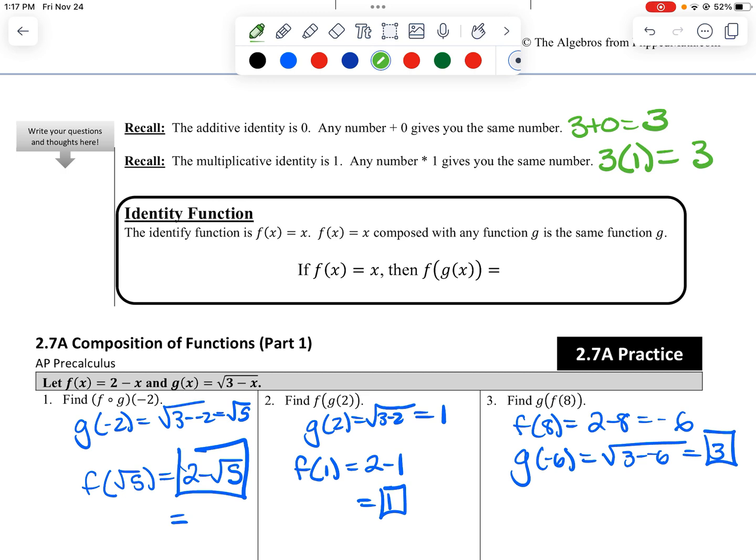Now, the identity function f of x equals x, when it's composed with any function g, is the same function g. So if f of x equals x, then f of g of x is equal to just g of x. All right. So, well, I think that's actually all we need to do.